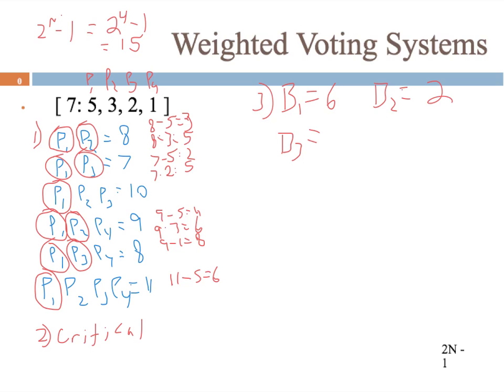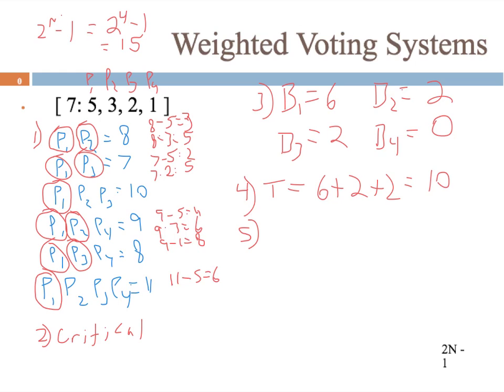B3, 1, 2, so twice again, and then B4, and that is 0 times. Okay, so player 4 is never critical in this case. Step 4, the total amount of times someone is critical. So that's just going to be 6 plus 2 plus 2, so that's going to make 10. And this is going to be nice and easy for us because when we divide by 10, doing the percentages will be easy to do in our head.